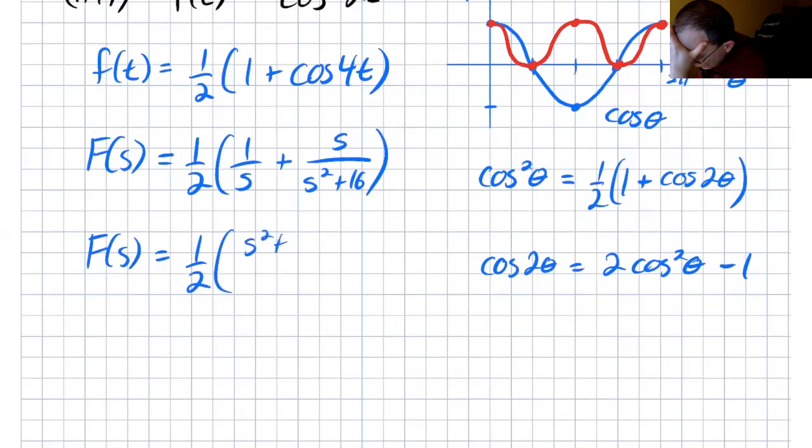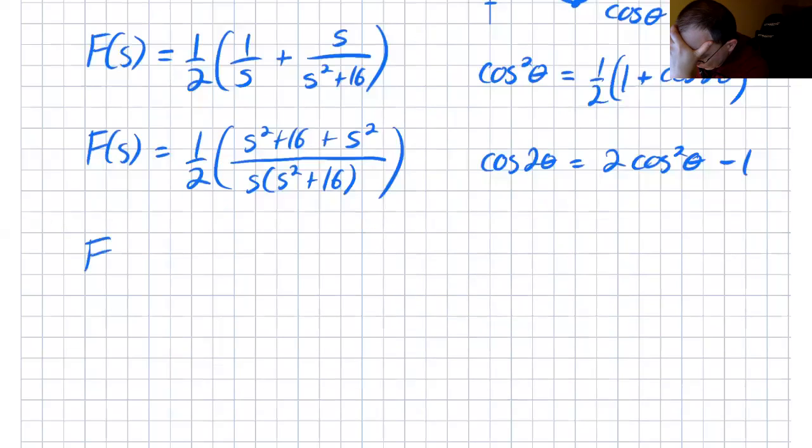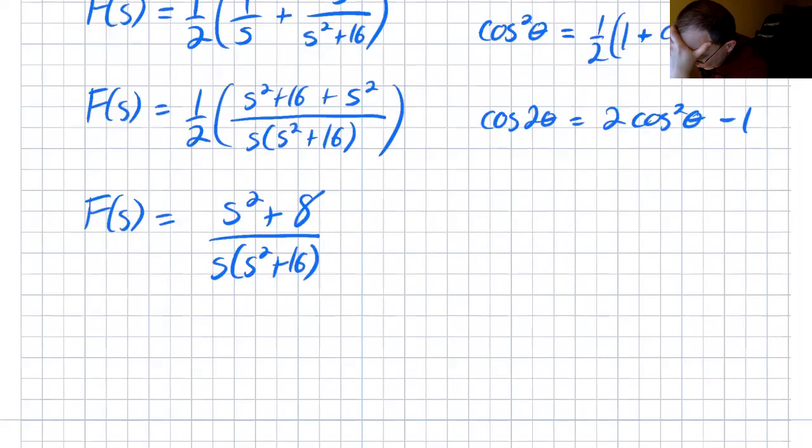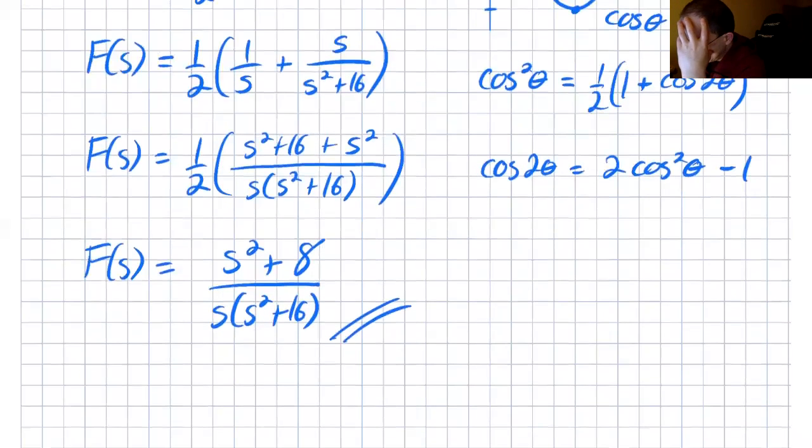So it's s squared plus 16 plus s squared over s times s squared plus 16. And so then we get s squared plus 8 over s times s squared plus 16. Okay, so that's just because the 1 over 2 cancels, so you get 2s squared. But then divide by 2, so it's just 1 s squared. And 16 divided by 2 is 8. Okay.